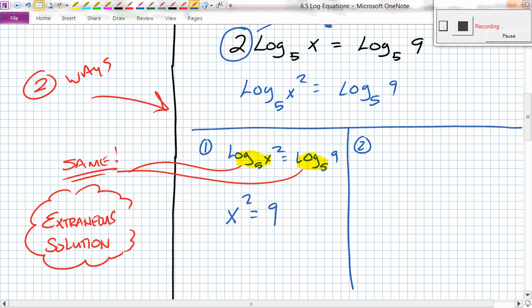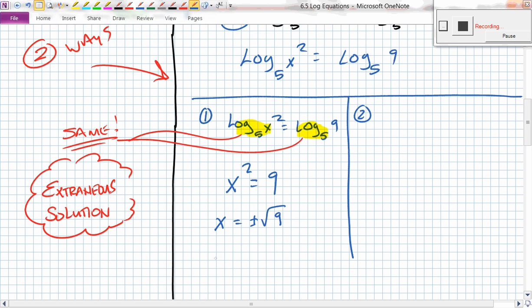Exactly. For all you non-believers, I'm about to prove it to you over in column 2. But I'm pretty sure everyone in this room can solve that x must be equal to the plus or minus square root of 9. So that leaves me with 2 answers, right? X is equal to 3 or negative 3. And we'll talk about that in just a second. You okay with that side?